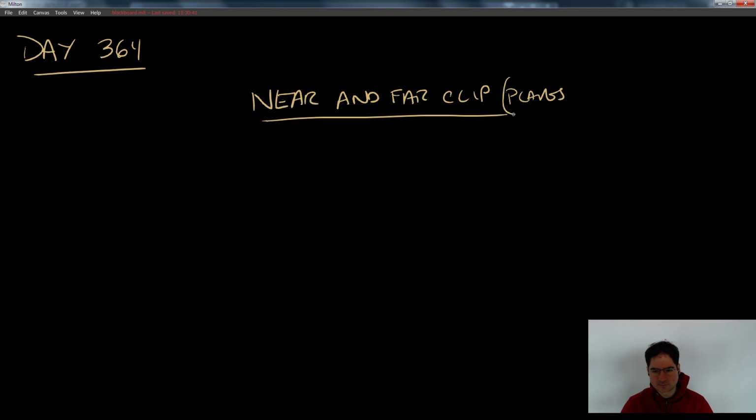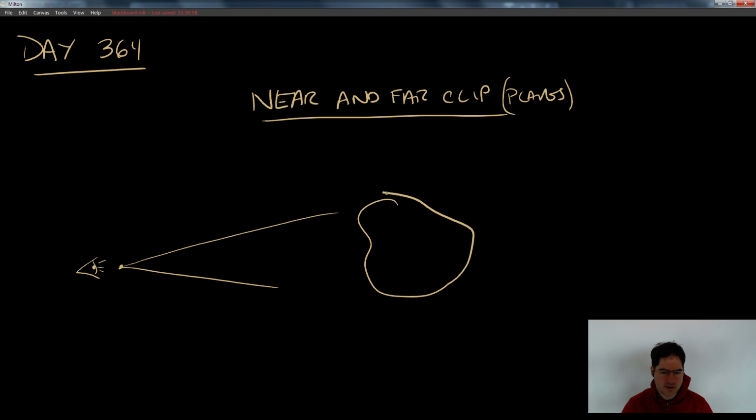So what we want to do here is set a near and far clip plane. These are basically going to be in that camera diagram that we've been drawing very often. If this is where I'm looking from, here's my little eye, looking at the world out here, there's going to be some place where I cannot see anything on this side of it.